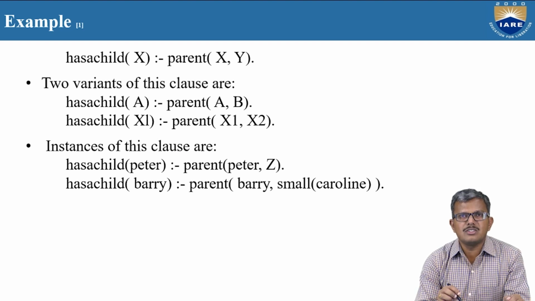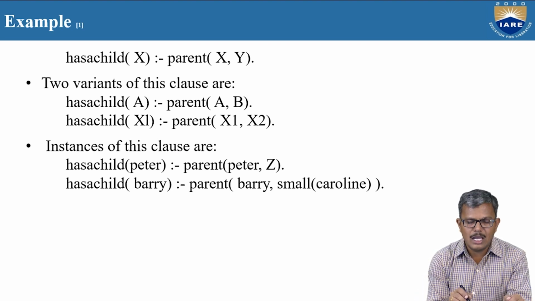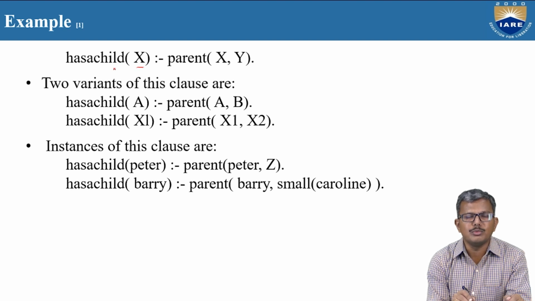Let us try to understand some of the examples. So what is that? Has a child. So X has a child. This is the thing we need to prove. In order to prove this one, first of all we need to prove this: parent X comma Y.